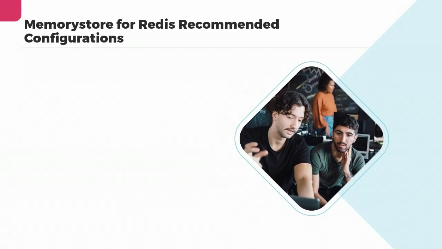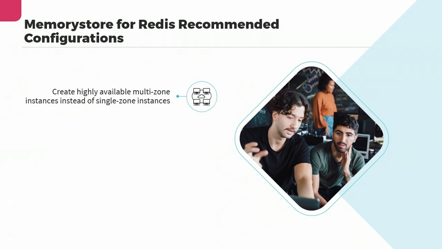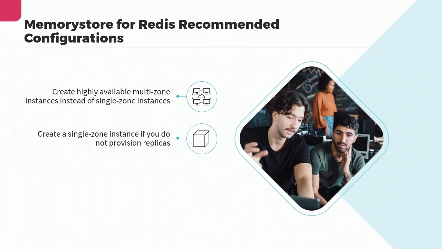So for Memorystore for Redis, here's just some recommended configurations that I would have. So you want to make sure that you create highly available multi-zone instances instead of single zone instances. We know this just from the other data stores that we use, but if they're in multi-zones, you're not going to be dependent on a single zone. So if there's a failure in that zone, you'll have a backup. And so you can actually use another data center within the same region to retrieve that. And you can create a single zone instance if you do not provision any replicas. So that's important. I recommend doing that.